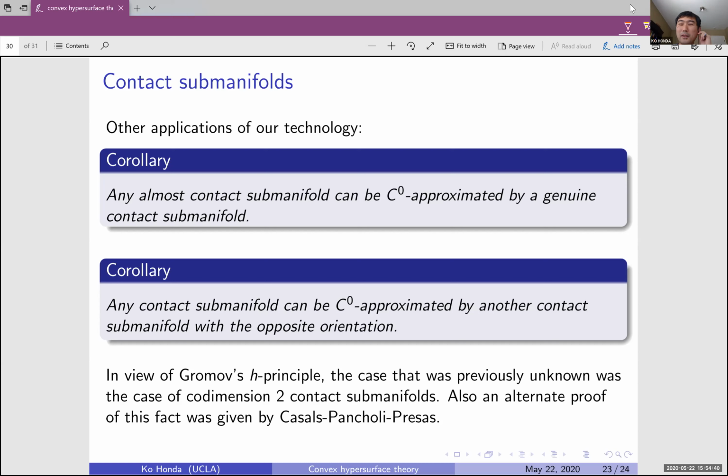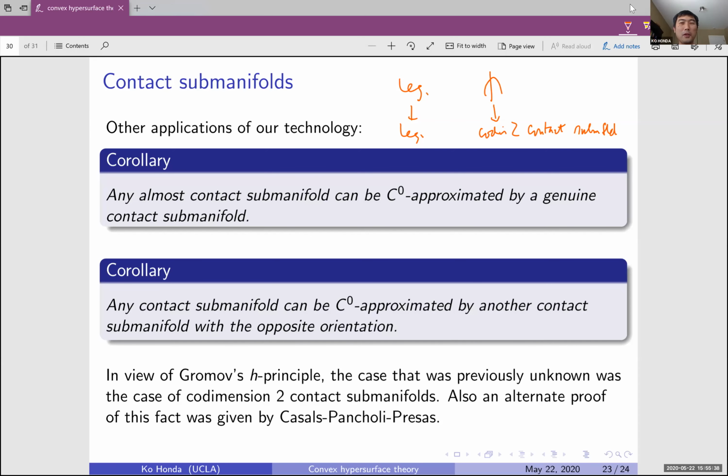In case we have three-dimensional people, maybe I should say one thing: in three dimensions, you're interested in Legendrian knots and transverse knots in a contact manifold. The strange thing is that in dimension 3, they have the same dimension, but in higher dimensions, the generalization of Legendrian is Legendrian, and the generalization of transverse is codimension 2 contact submanifold. So in dimension 3 they seem to have the same dimension, but in general they're quite different.